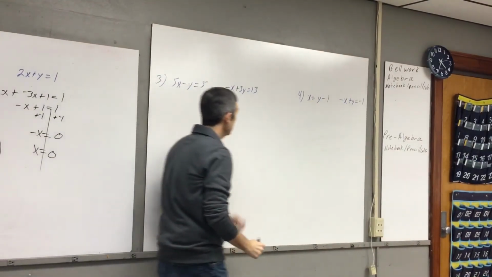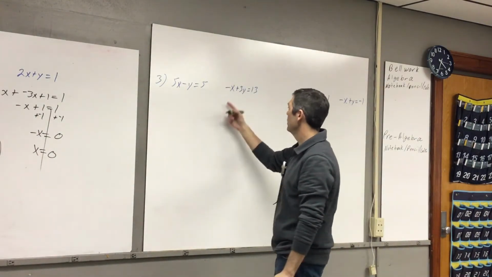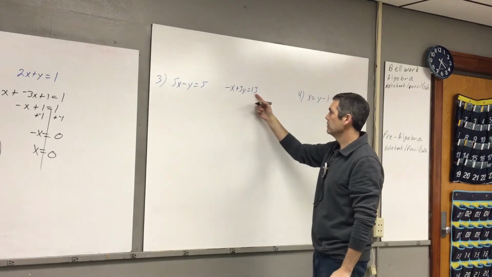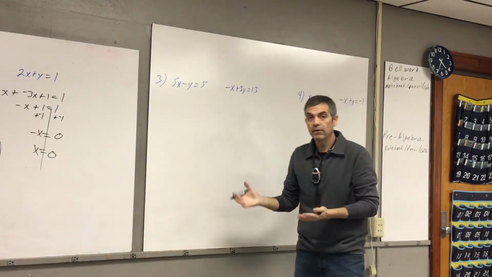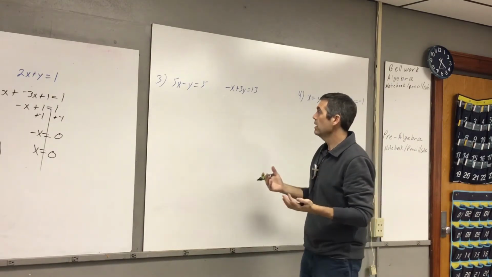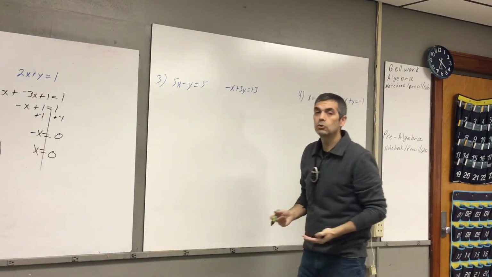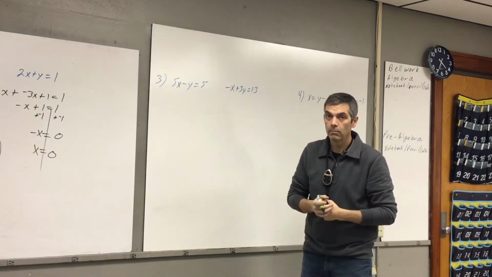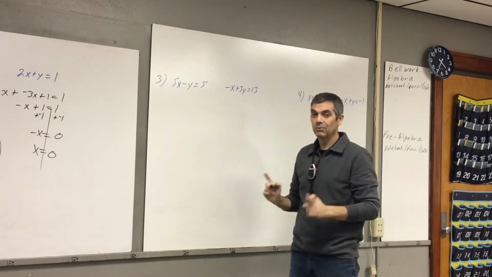All right. Same thing over here. 5x minus y equals 5. Negative x plus 3y equals 13. Now notice, neither one of these is solved for one of the variables. They're not in slope-intercept form. So now what you need to do is look at your equations here and choose one to put into slope-intercept form.